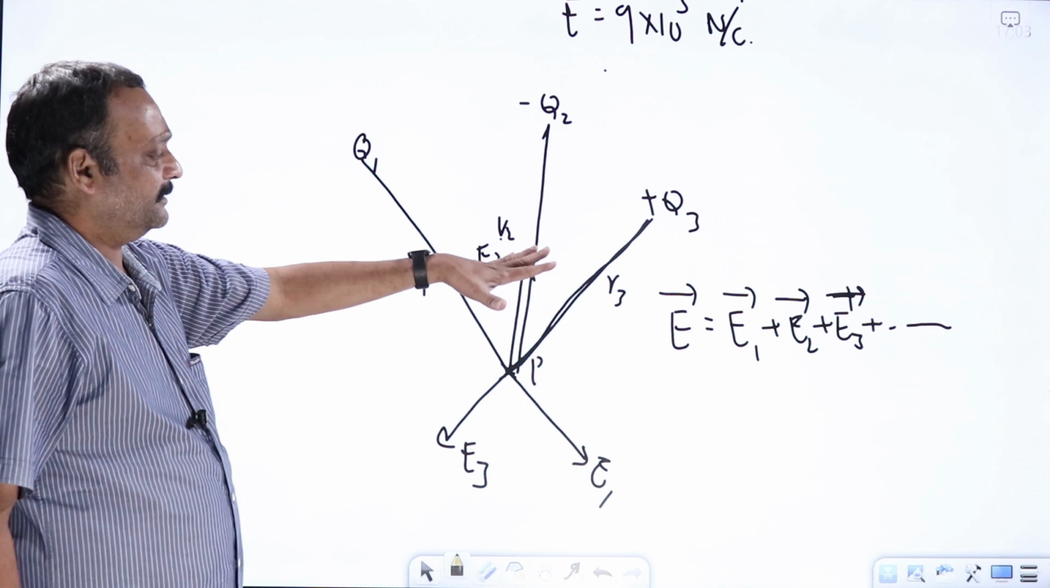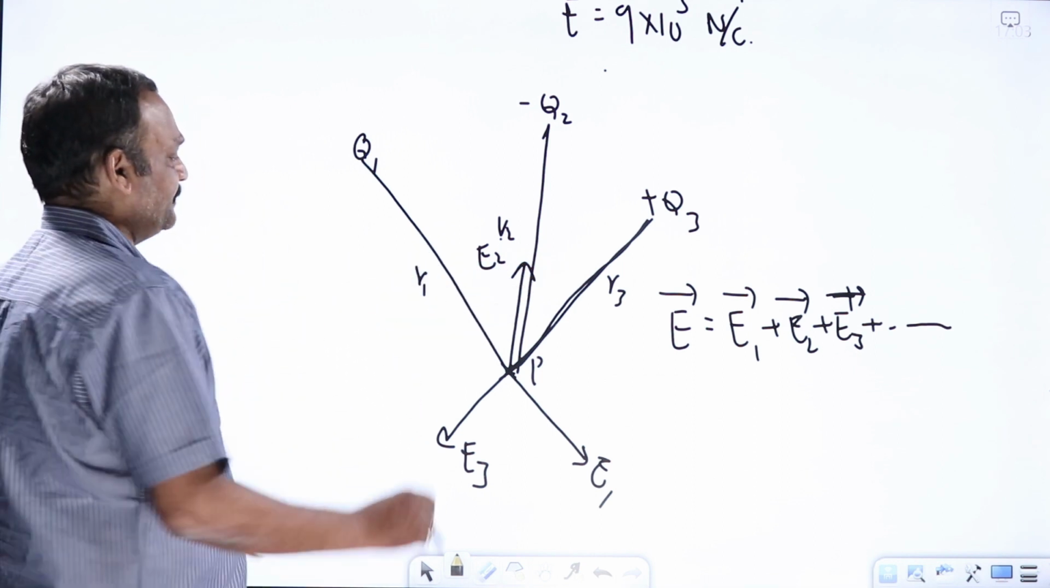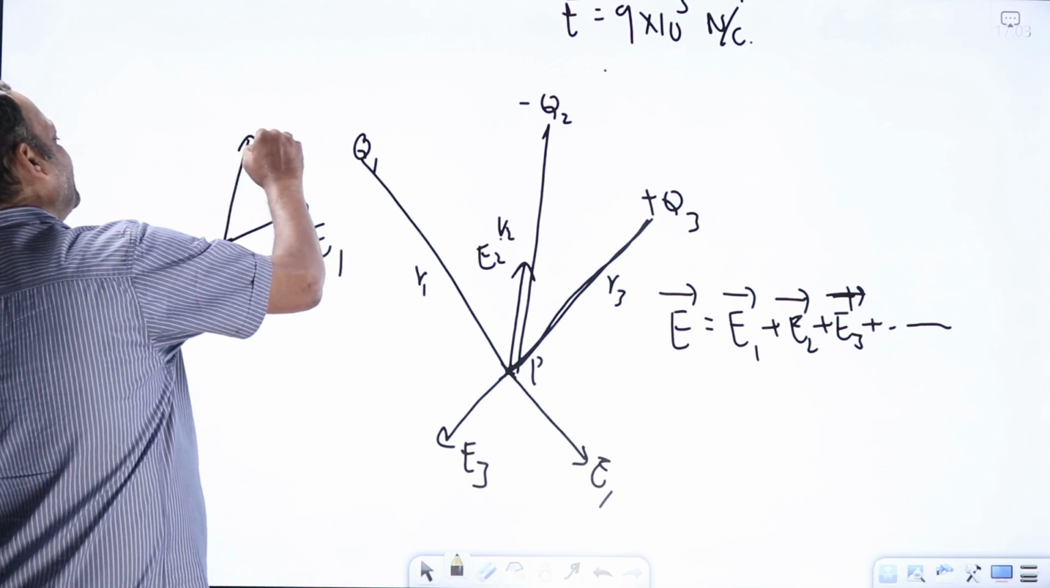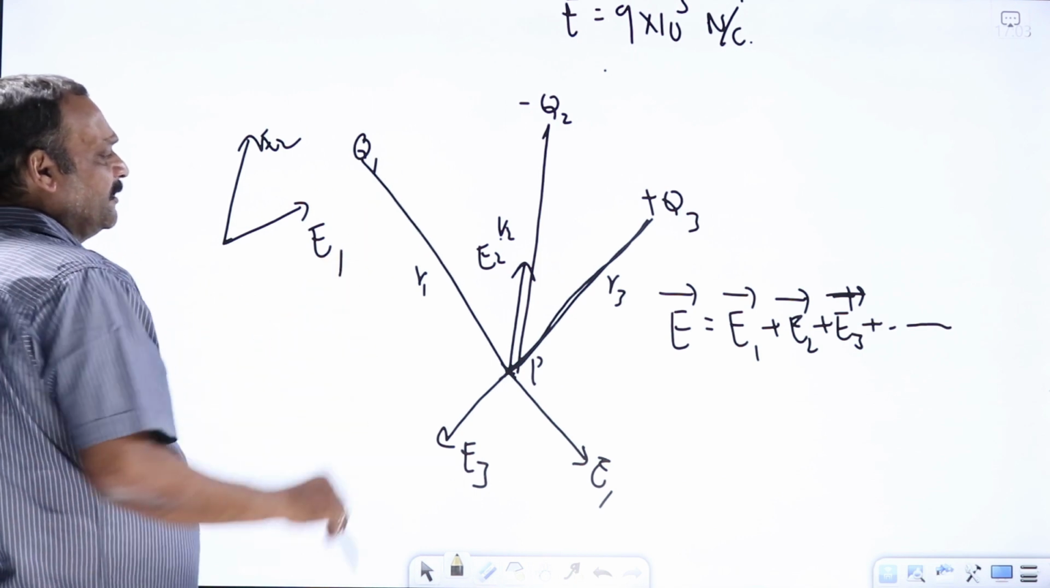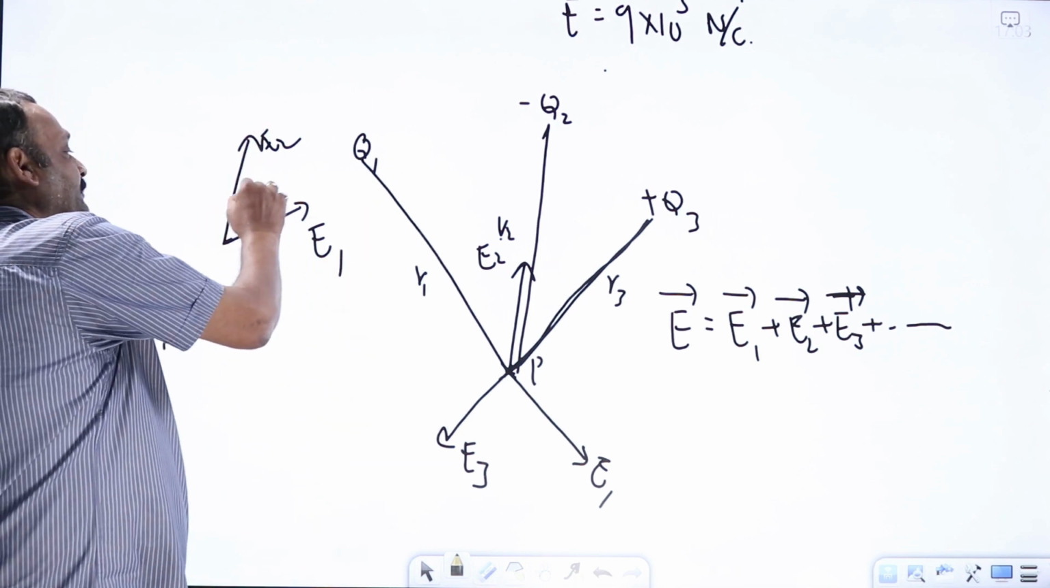This is how we can find it if there are only two charges. If there are only two charges, so two fields only, E1 like this and E2 in some other direction, you can use the vector addition formula, root of E1 square plus E2 square plus 2E1E2 cos theta. Theta is the angle between those two.